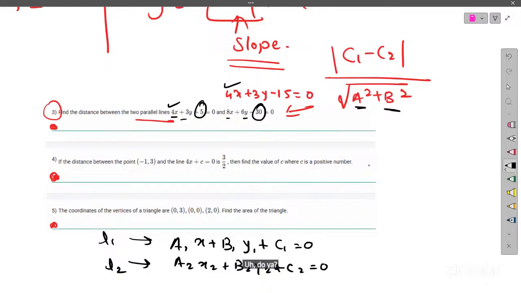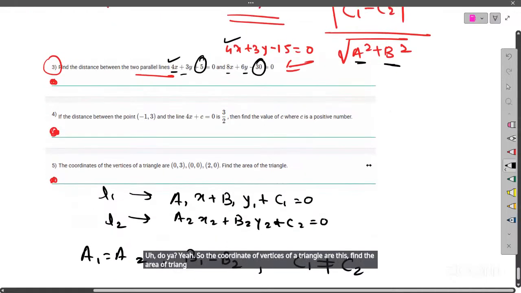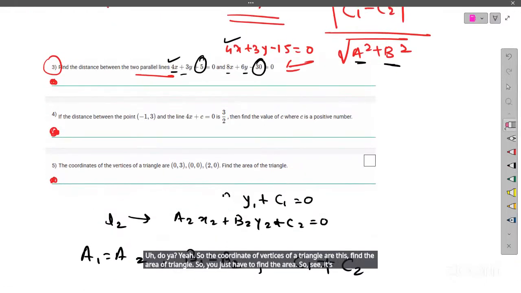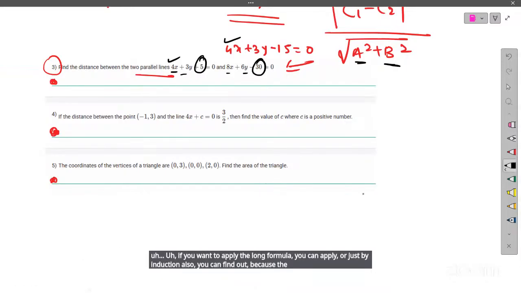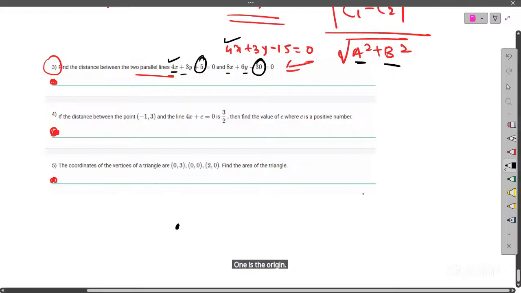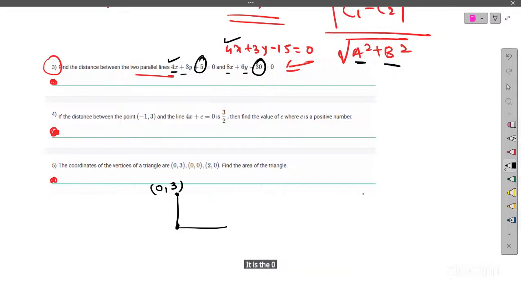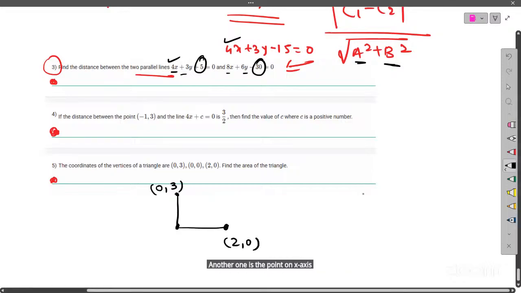Fifth question also. The coordinates of the vertices of a triangle are given. Find the area of the triangle. If you want to apply the long formula, you can, or just by intuition you can find it because the coordinates are very simple. One is the origin, another is the point on the y-axis, which is 0, 3. Another is the point on the x-axis, which is 2, 0. And this is the triangle they are finding.